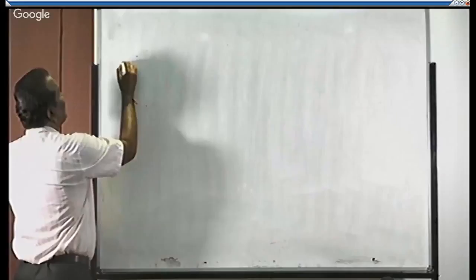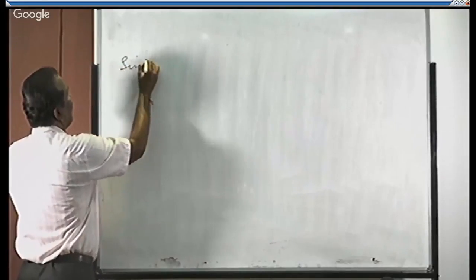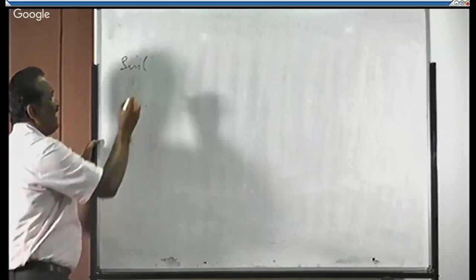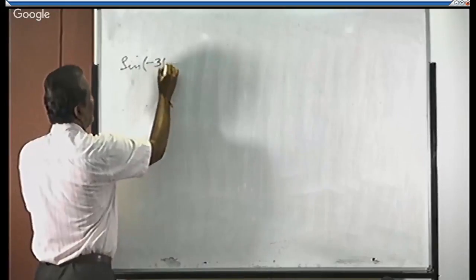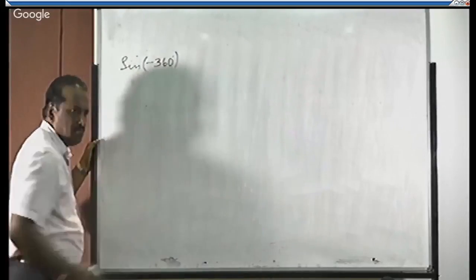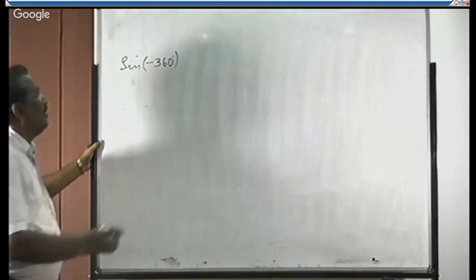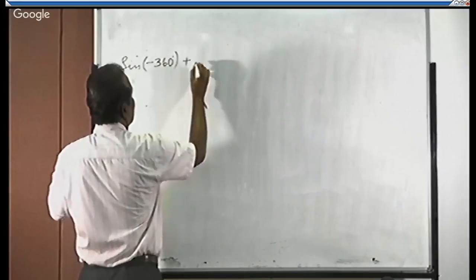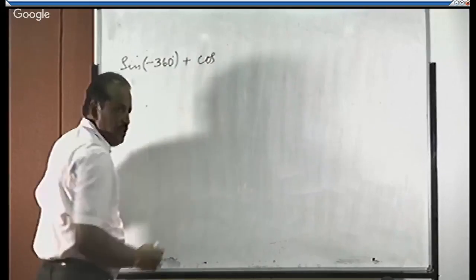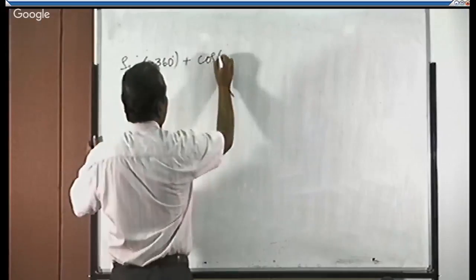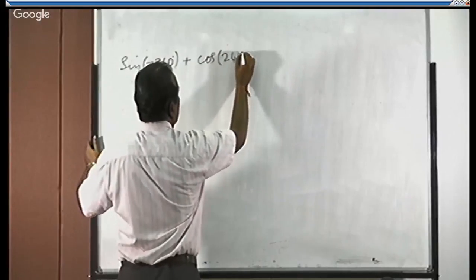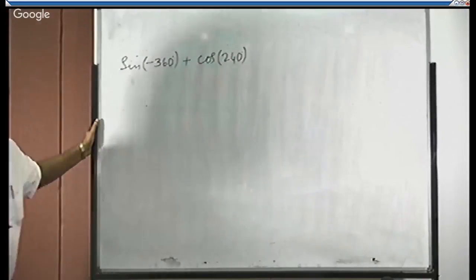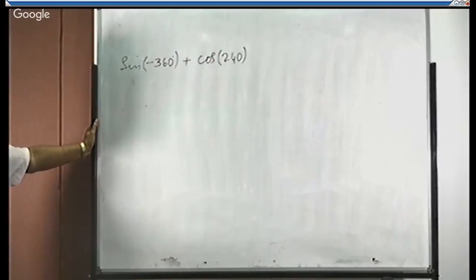Find the value of sine of minus 360 plus cos of 240. Find the value of sine of minus 360 plus cos of 240.